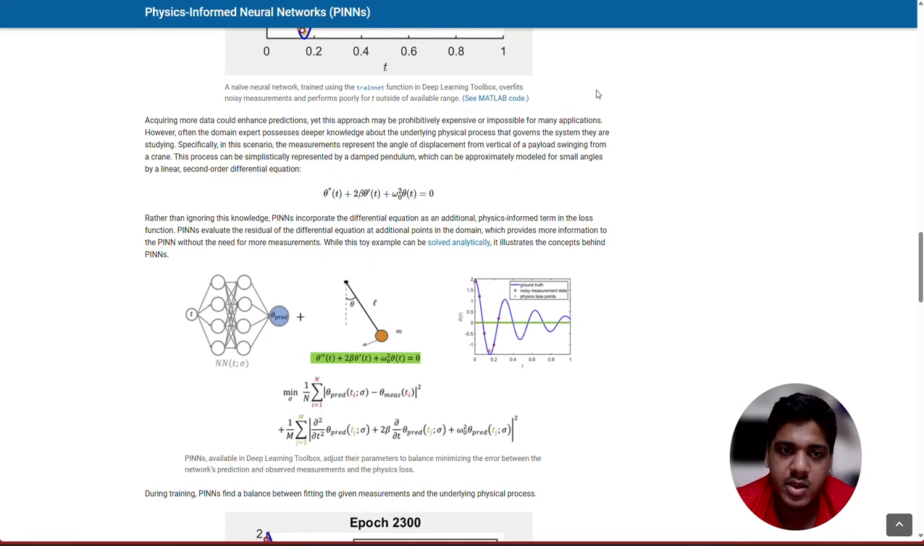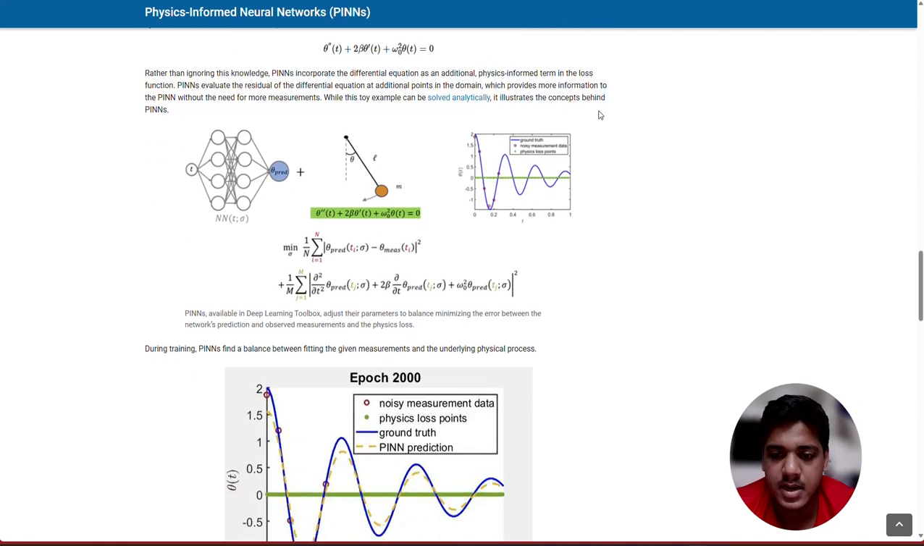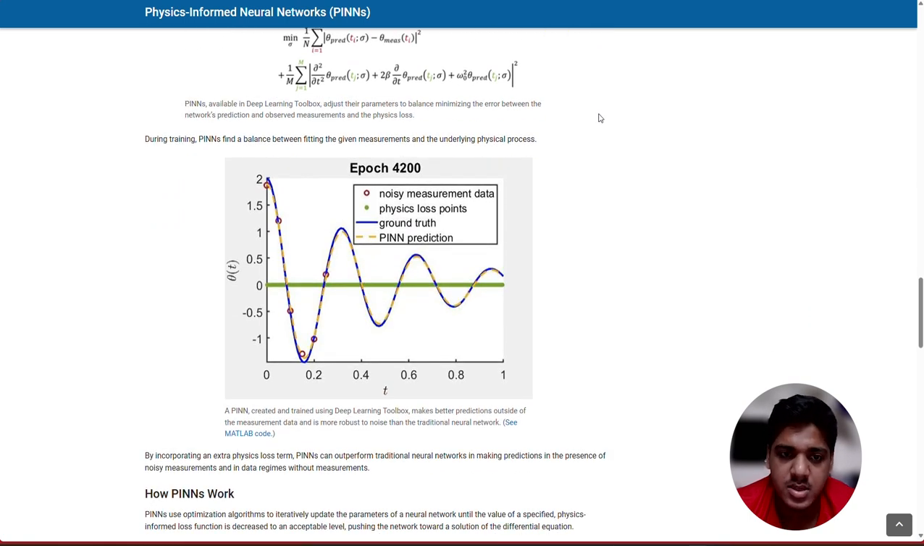But what if we add the equation of this whole physics phenomenon to the neural network? This is basically the swinging of a payload, and this is the equation where it is defined. We are replacing the variables with a set of neural networks, and based on this we find the accuracy. The accuracy is huge and the loss is negligible, like 10 raised to minus 5.